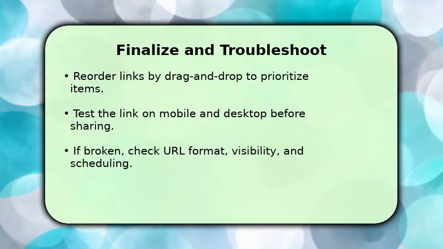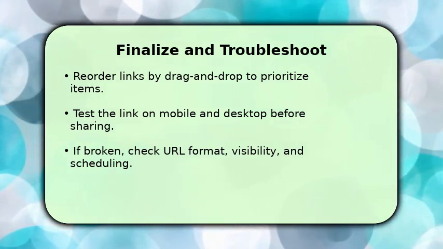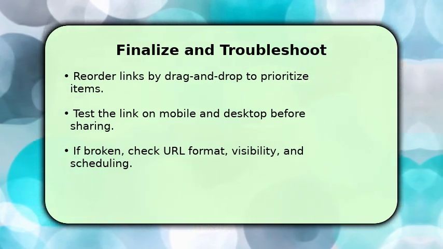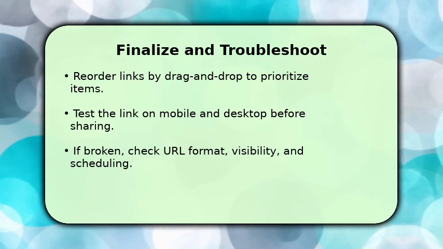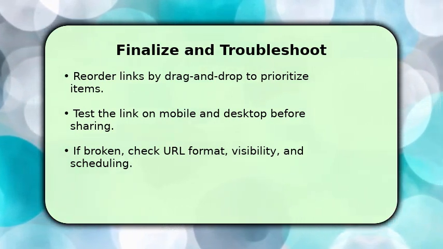Finish by arranging your links in priority order using drag and drop. This determines what visitors see first. Once arranged, use the preview or open your public Linktree URL to test each link on mobile and desktop. Testing ensures the right destination and correct formatting.